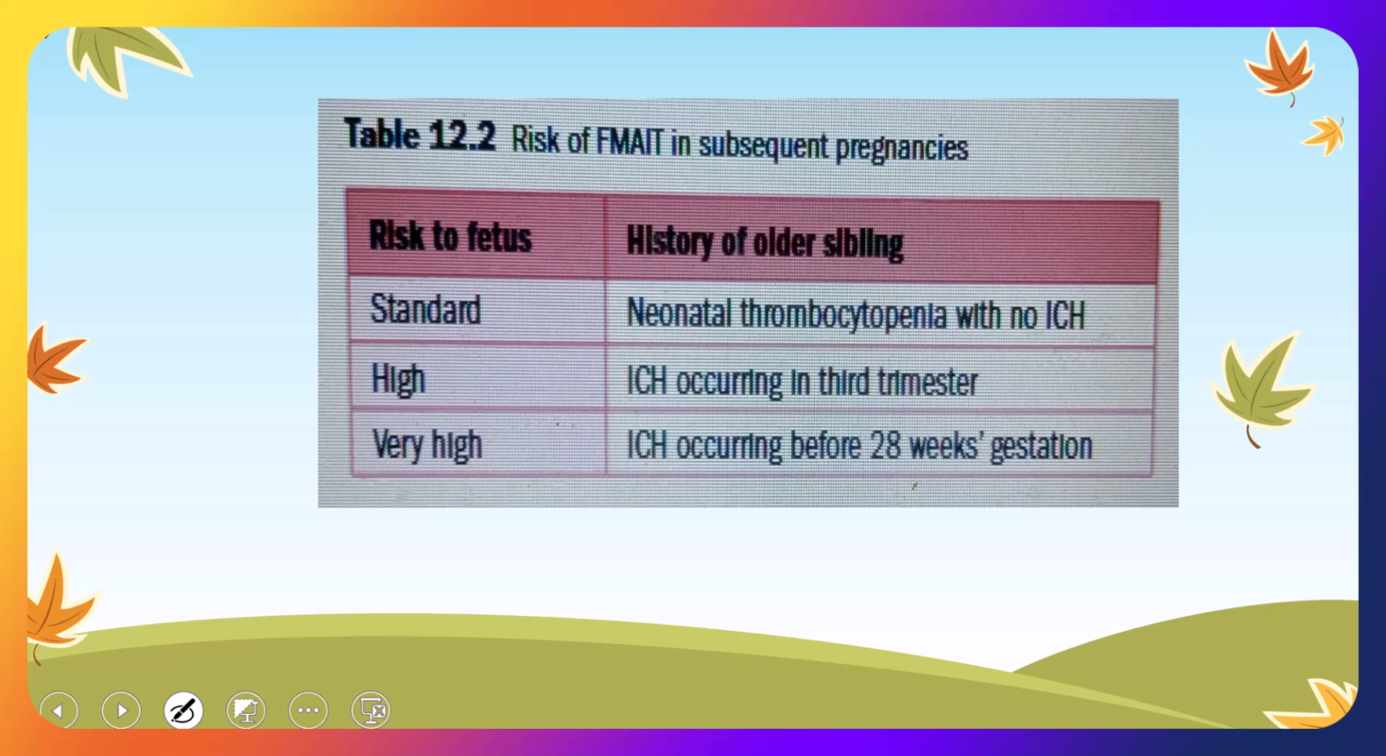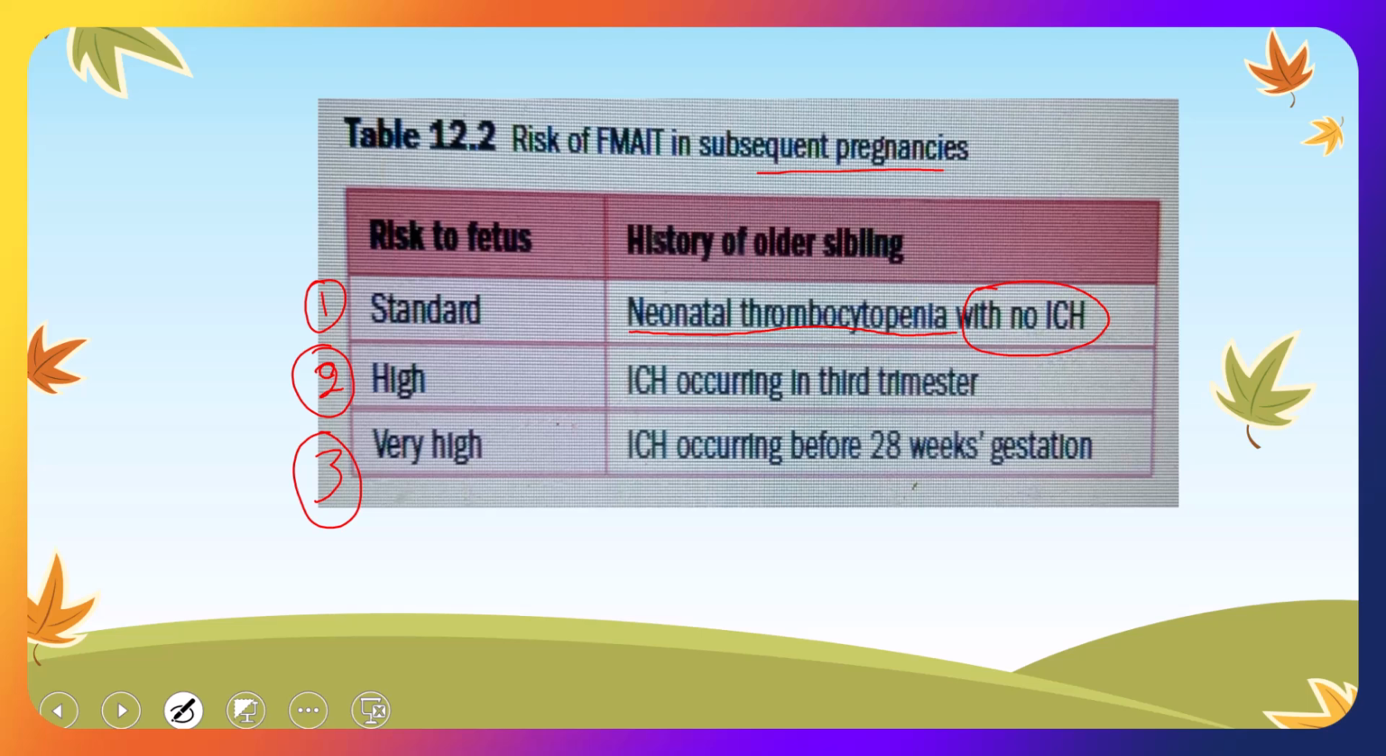So this picture I have taken from your textbook, and it shows the risk of feto-maternal alloimmune thrombocytopenia in the subsequent pregnancy. They have categorized the risk to the fetus into 3 types: standard, high, very high. You call the risk to the fetus standard when the history of the older sibling, meaning the previous pregnancy fetus, was that the baby suffered from neonatal thrombocytopenia, but that sibling had no intracranial hemorrhage.